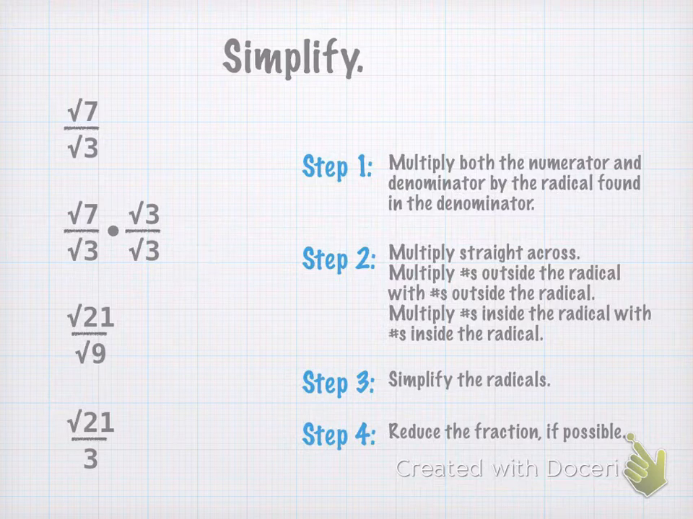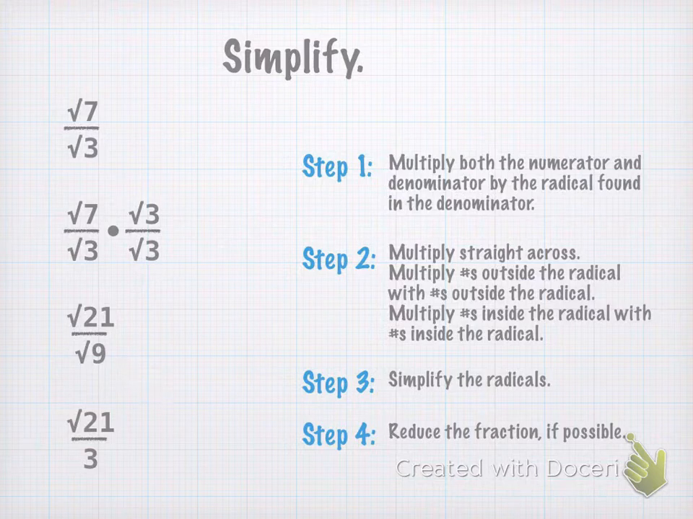Step 2, multiply straight across. Multiply the numbers outside the radicals with the numbers outside the radicals. Multiply the numbers inside the radicals with the numbers inside the radicals. Everything here is inside, so we're just going to multiply straight across. The 7 times the 3 gives us the square root of 21. Square root of 3 times square root of 3 gives us the square root of 9.